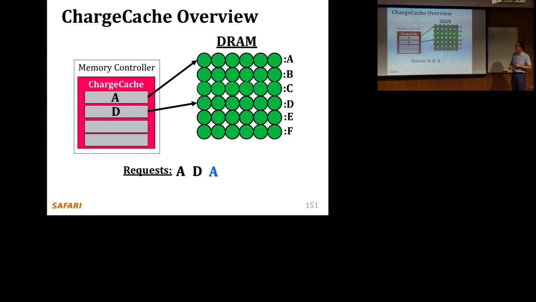Now you get another access to A. You need to activate it again. Is it in the charge cache? It is in the charge cache, meaning that you recently accessed it within the last 8 milliseconds, so you can now use the lower activate latency for that. And that's the idea.